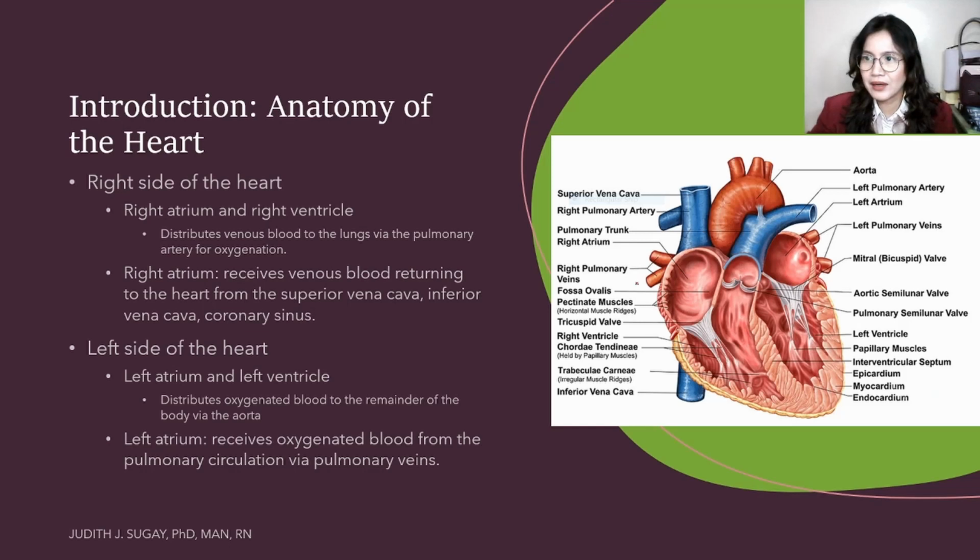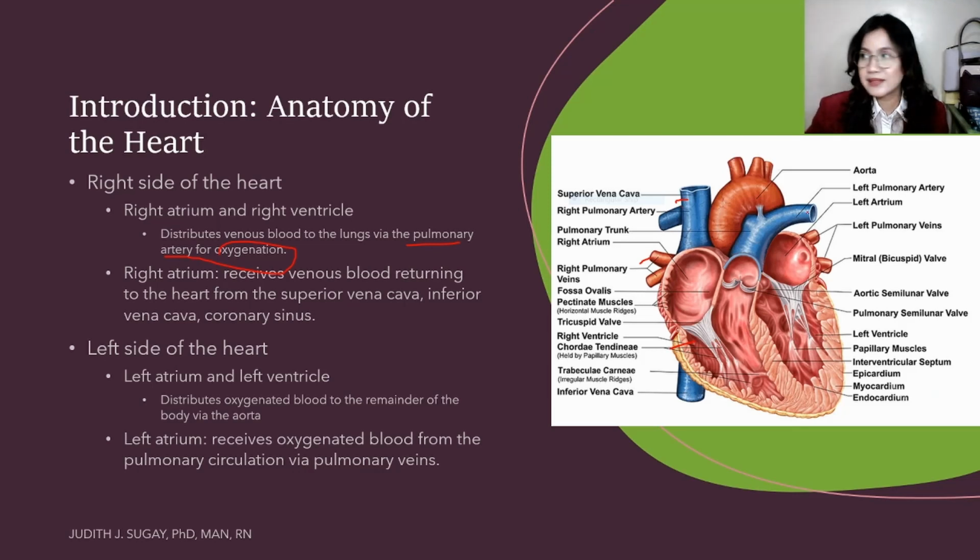For the right side of the heart, you can find, of course, the right atrium and the right ventricle. The right atrium and right ventricle distribute venous blood to the lungs via the pulmonary artery for oxygenation. The right atrium receives blood returning to the heart from the superior vena cava, inferior vena cava, and coronary sinus as well.